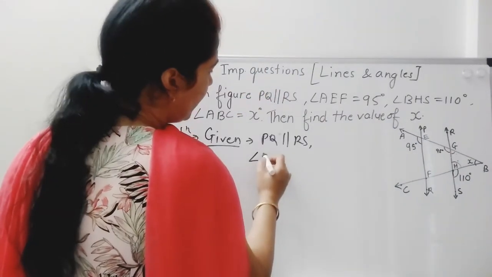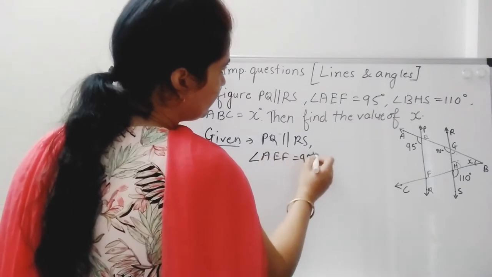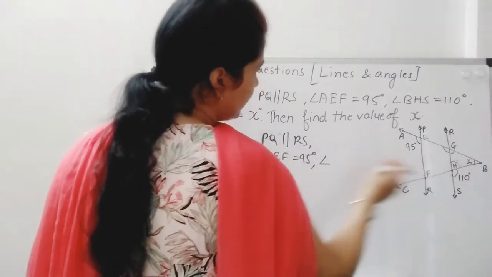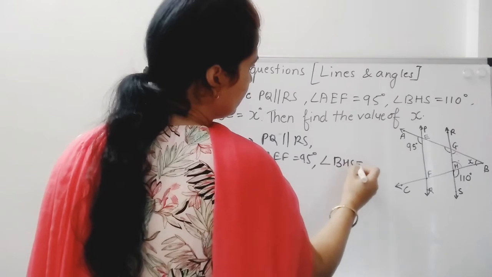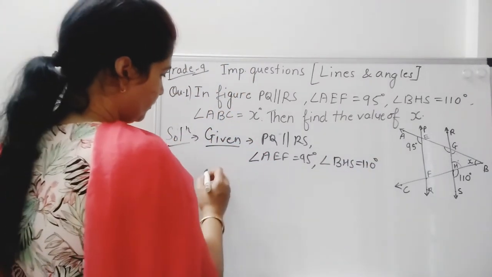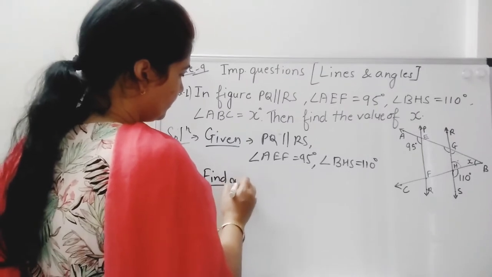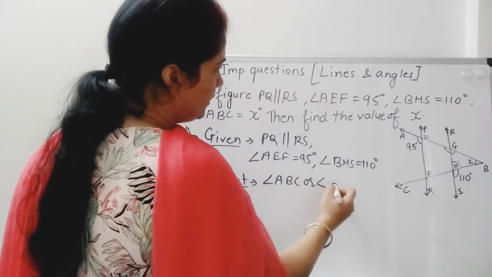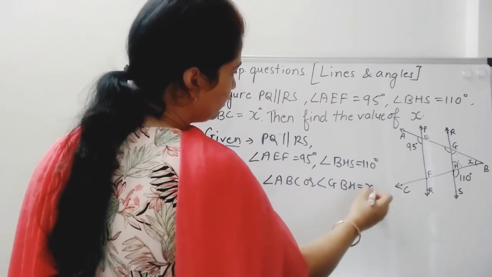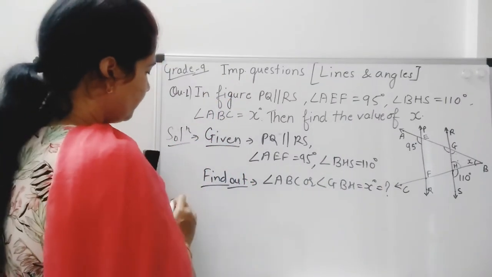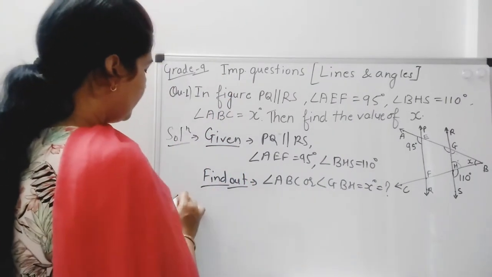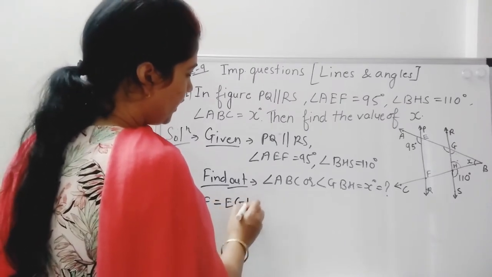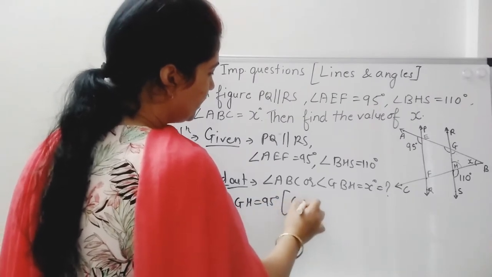Angle AEF is equal to 95 degrees, and angle BHS is equal to 110 degrees. We need to find angle ABC, or angle GBH, which is equal to x degrees. So we can say angle AEF equals angle EGH equals 95 degrees, as they are corresponding angles.